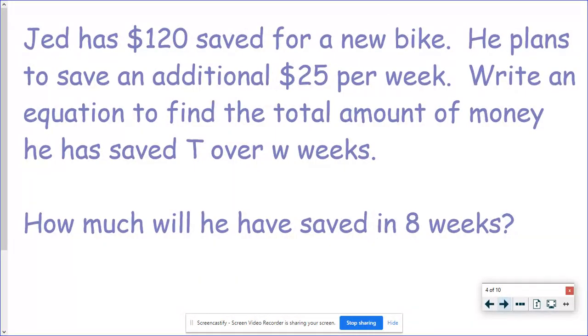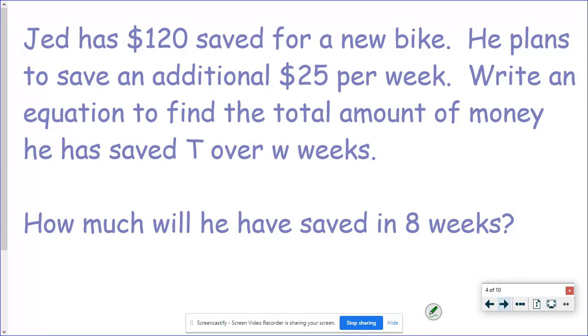By the way, we're just going to do a whole bunch of these examples, getting practice with which number is the slope, which number is the y-intercept, and then substitute something in. So Jed has saved $120 for a new bike. He's also planning on saving another $25 every single week. So he's really trying to be consistent in his saving. Write an equation to find the total amount of money he will save over however many weeks.